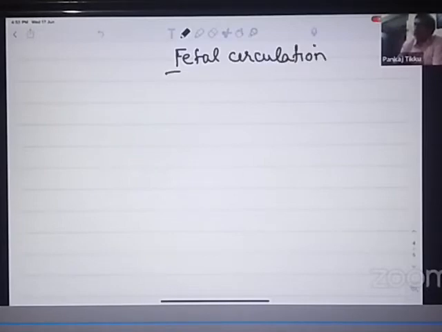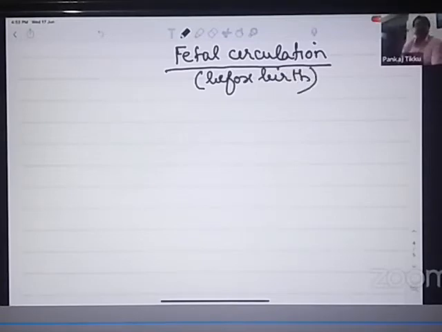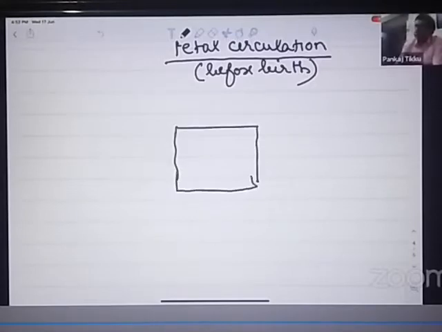So right now we are talking about fetal circulation, which is the circulation before the child is born. Now, let me start by telling you that in the fetal circulation also, the heart normally has four chambers only. That is the right atrium, the left atrium, the right ventricle, and the left ventricle.